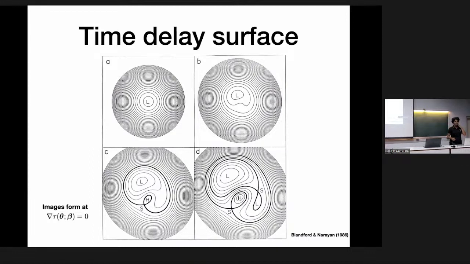Is it the brightness? No, this is for the arrival times. So this is for the time delay. This is one case where three images are formed, and this is another case where the lens model, or the source and lens alignment, is such that you can form additional images. So here we have a pair of minima, a pair of saddle points, and then one maximum.